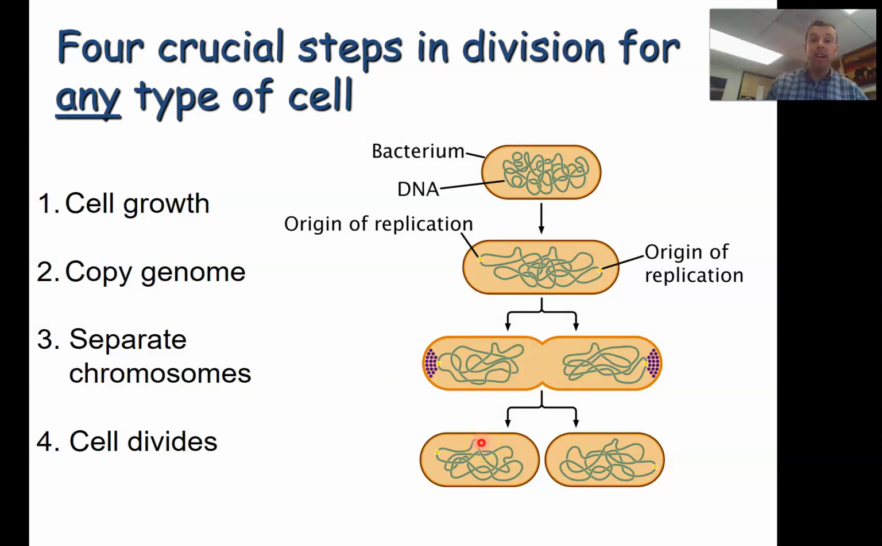So this is what has to happen for the cell to divide. You need to grow, you need to copy the genome, and then you need to separate the chromosomes so that each new cell gets the full complement of genes, the full genome. Then the cell can divide.